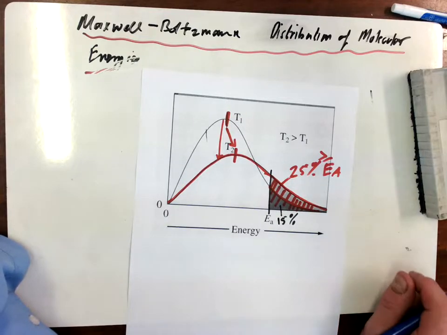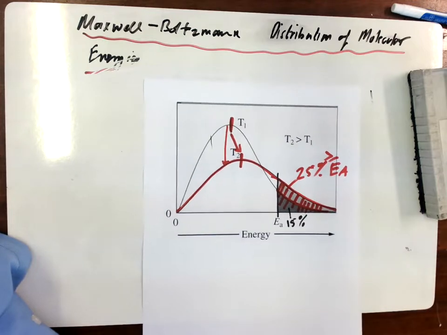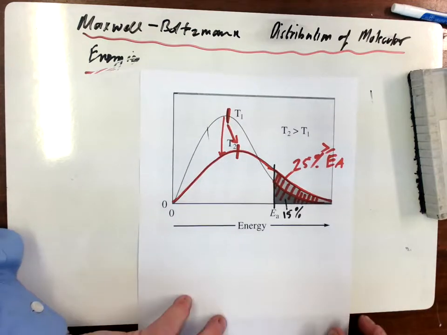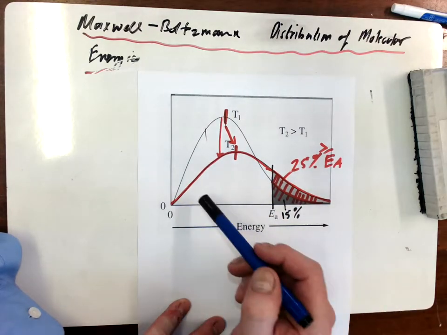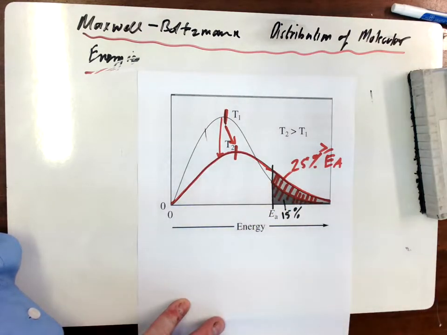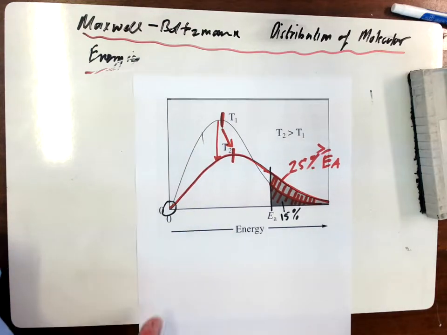So that's how we can use the Maxwell Boltzmann distribution of molecular energies to illustrate how temperature changes the rate of reaction. So you will have to plot new lines. The examiner may say at a higher temperature or a lower temperature. So please make sure and practice those. Remember to start at 0, 0 as well.